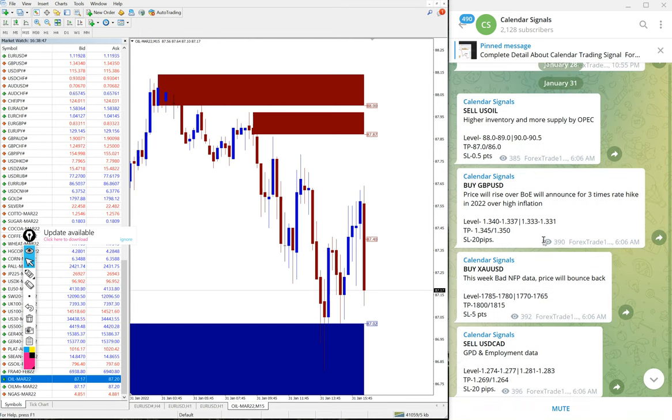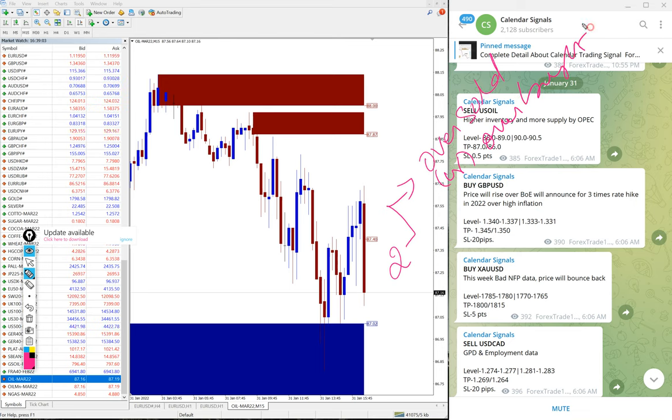Now we will see the performance of today's free signals. Before that, on calendar signal, we are giving the signal based on two aspects. One is oversold or overbought conditions. When we predict the price is already oversold or already overbought, based on this we will give any pair buy or sell. And the other aspect we are considering, which is the main aspect, is economic data or news. Based on the economic data result or the news, we will predict the market movement, buy or sell.